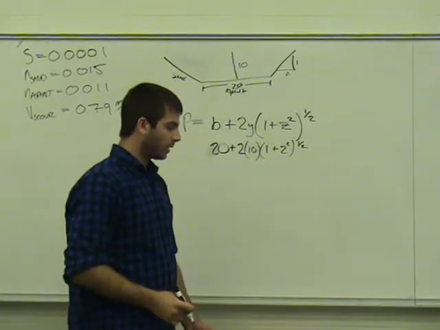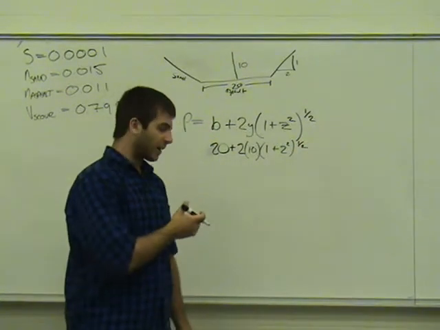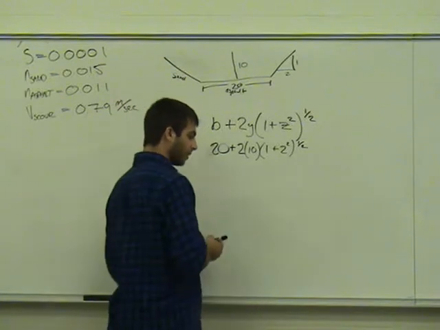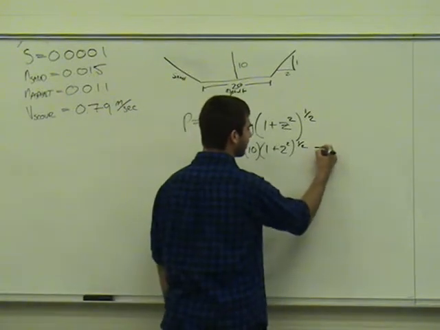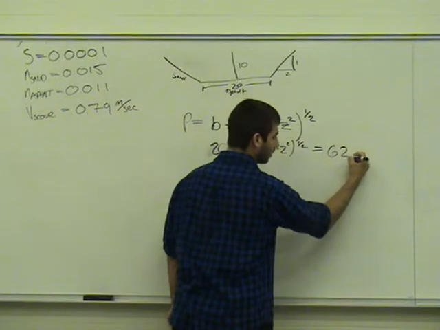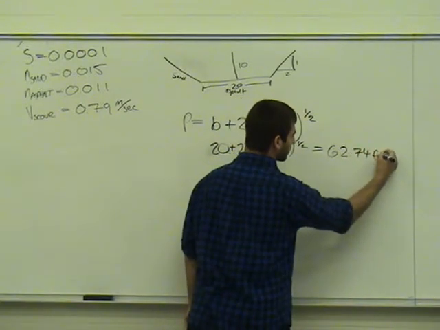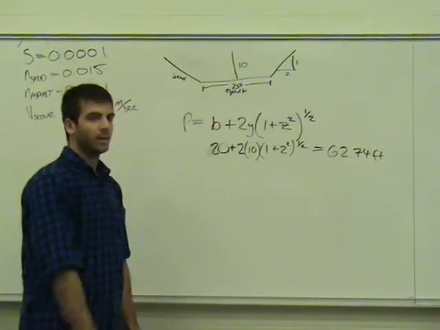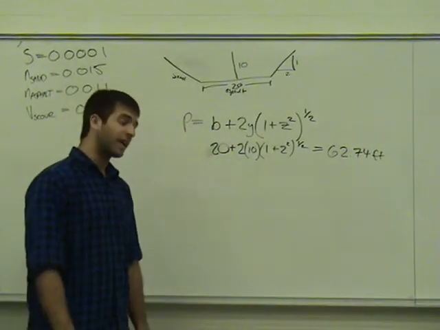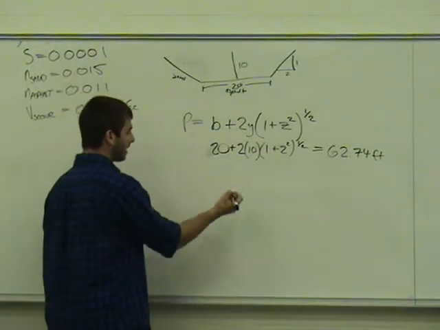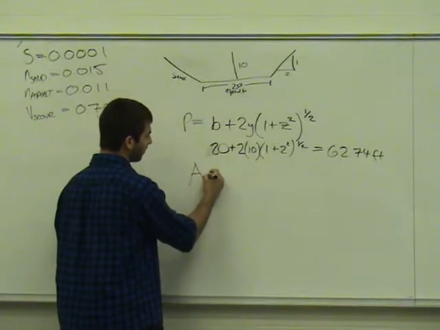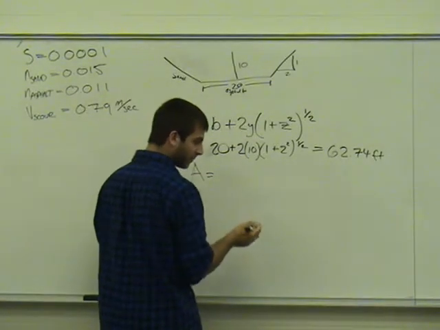All right. So you're going to go through and calculate this, and you're going to get a value of 62.74 feet. All right, first step, we have our perimeter. Now we need to find our area. So we're going to go to our area equation, also given in most hydraulic handbooks.